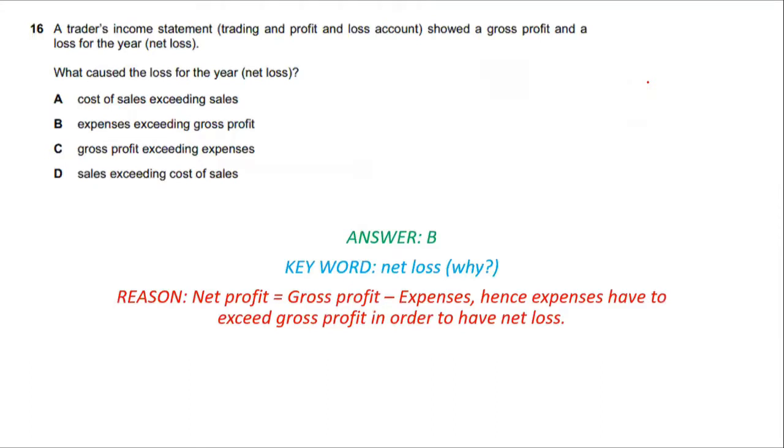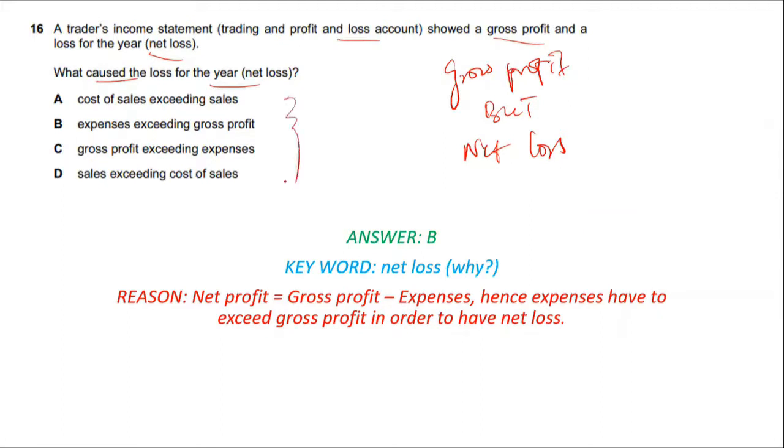Multiple choice number 16. A trader's income statement, trading and profit and loss account show the gross profit and loss for the year, net loss. So there was a gross profit, but had net loss. So what caused the loss for the year? You need to find the reason from these options. What would have caused the net loss? Because company had gross profit.